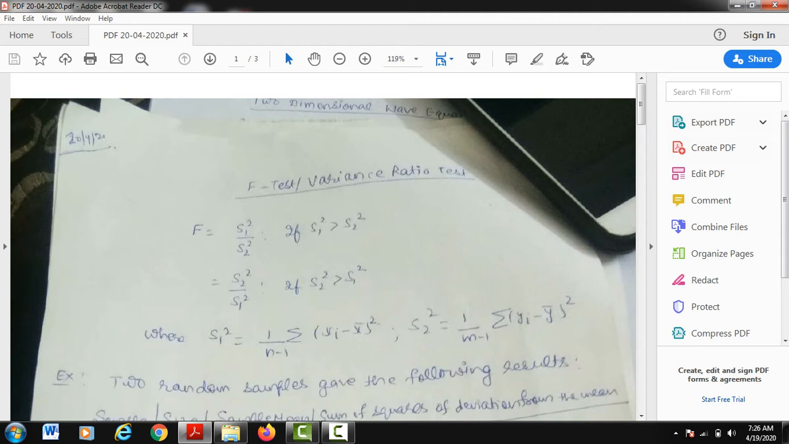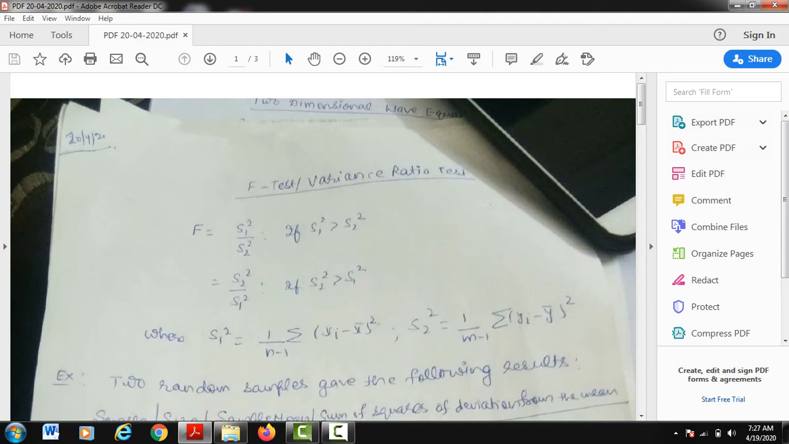So what is the difference between T test and F test? The similarity is that both tests are applicable to those samples whose size is less than 30. But what is its application? How can we distinguish which test we have to apply? It will depend upon its application.